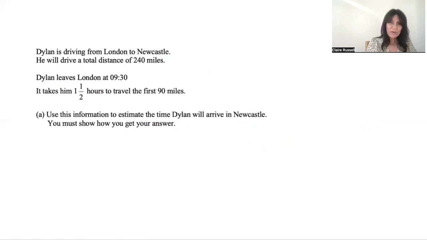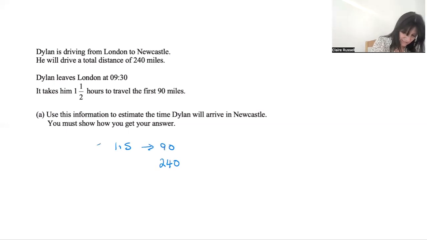Okay, so we've got a total distance of 240. Dylan leaves London at 9:30 and it takes him an hour and a half to travel the first 90 miles. So an hour and a half, 1.5, is how long it's going to take him to travel 90. Now, I want to know how long it's going to take him to travel 240. And this is a non-calculator paper. So if this was on a calculator, I'd use my boxes and labels. But here I am going to just manipulate things to suit me a little bit.